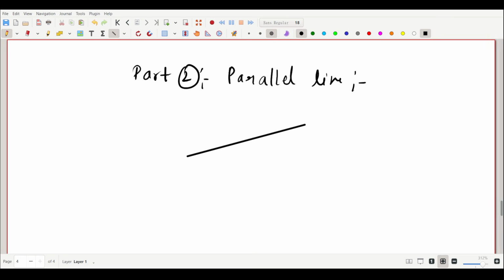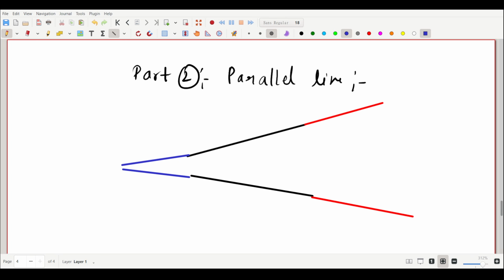See, this is one line and this is another line. You can ask me, sir, these two lines will also never meet. They will go like this. They will never meet. There's no chance that even at infinite distance they will meet. But I'm going to tell you, they will meet when you draw them backward. So they are not parallel lines. Parallel lines will never meet on both ends. This is their property.